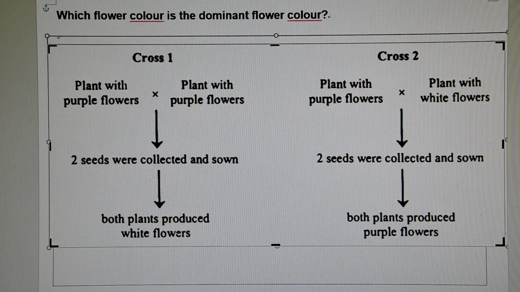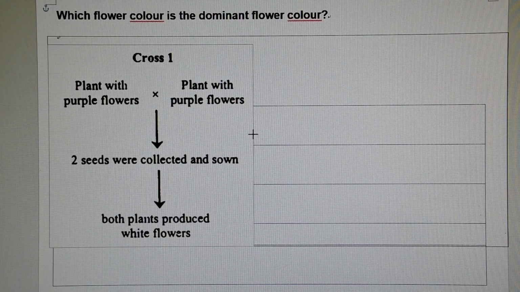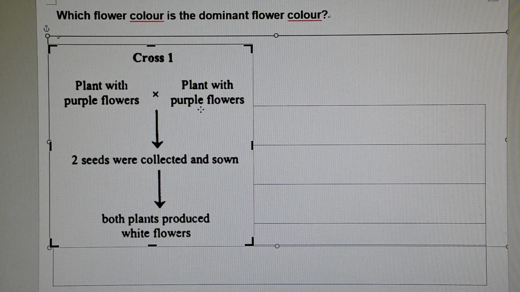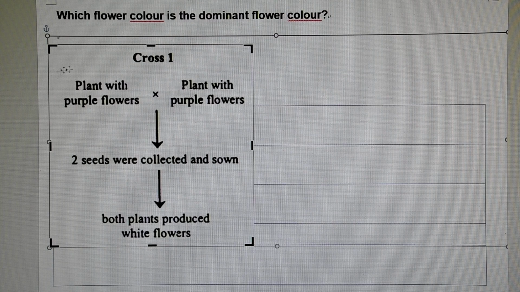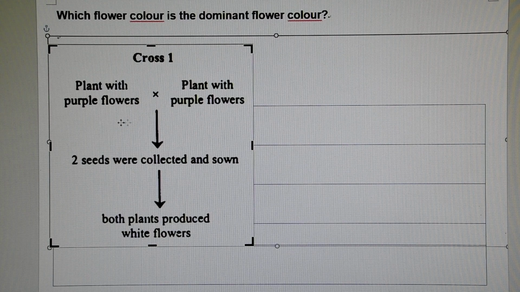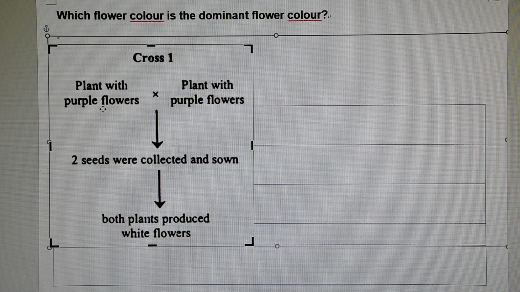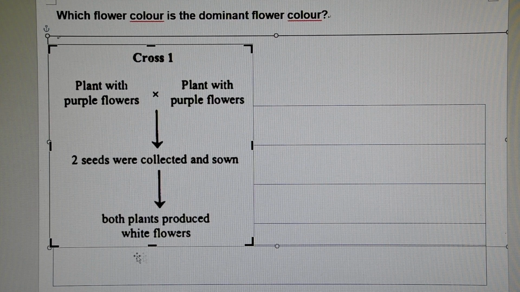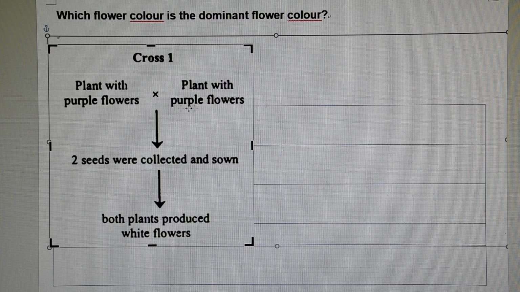But if we look at cross 1, the offspring has white flowers, but none of the parents has white flowers. It shows that this white flower allele must be present at the parent level. Otherwise, there won't be offspring with white flowers, right? It must be present at the parent level, but it is masked or hidden, which tells you that the white flower is a recessive phenotype. So we're going to make use of this cross to formally explain why white flower is a recessive phenotype and purple is the dominant one.